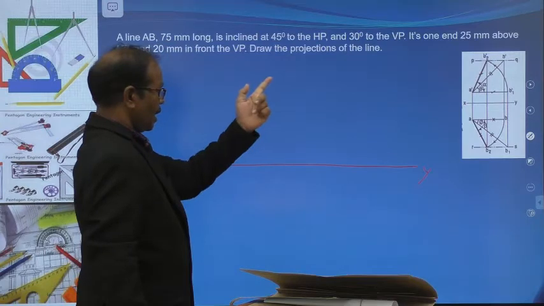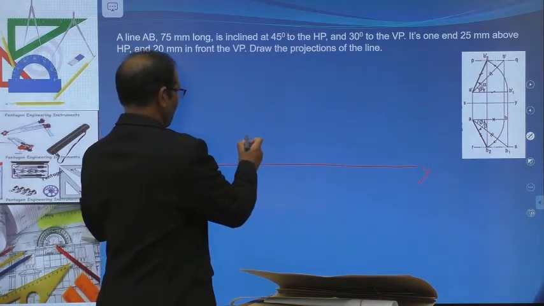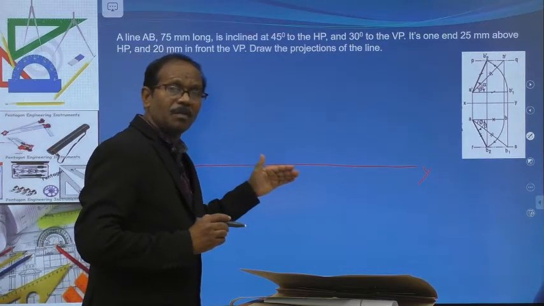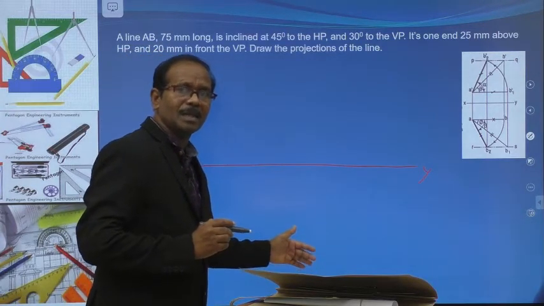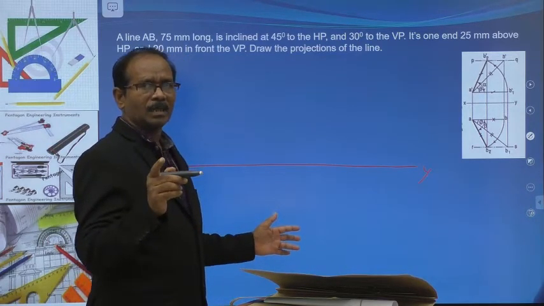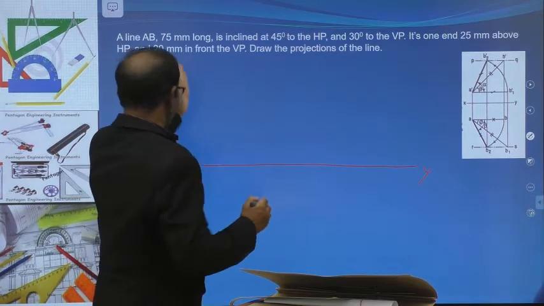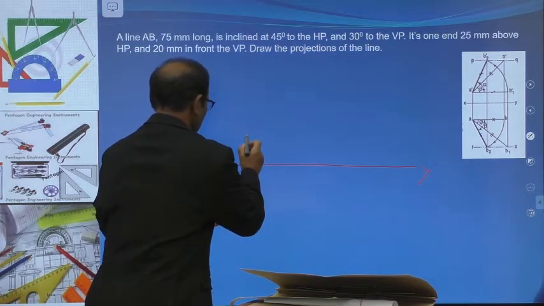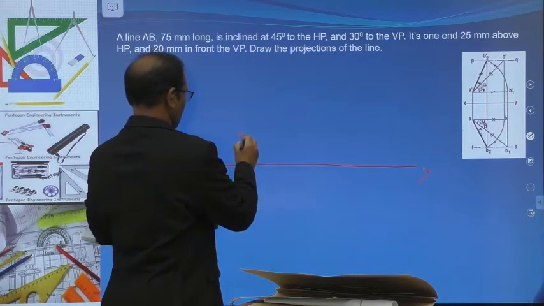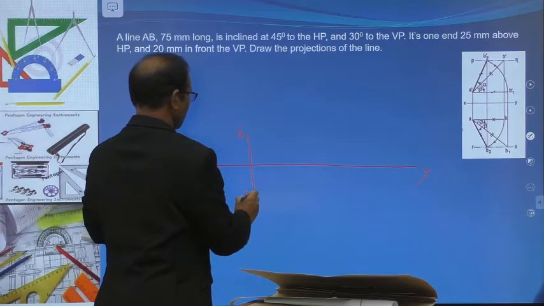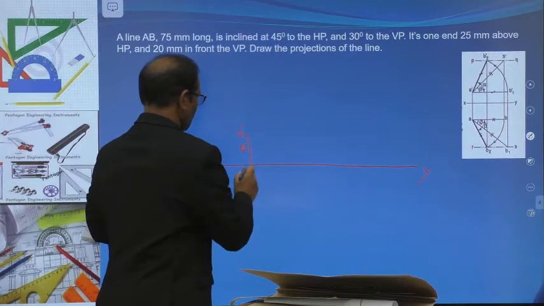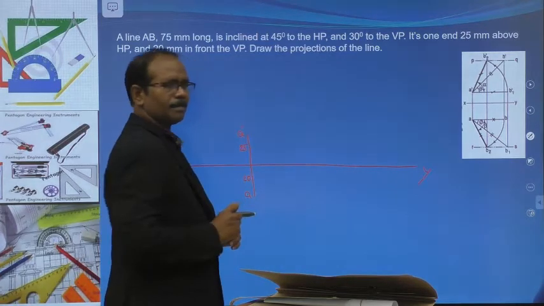End A is 25 mm above, and 20 mm in front of VP, which goes below the XY line. This you know from the starting class on projections of points, orthographic projections. This is A dash and this is A. The value is 25 above and 20 in front.